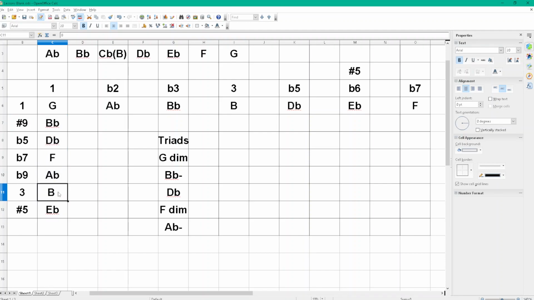If I keep going, now we have B, and from B to E flat is a major third, and from B to G is a sharp 5. So you have a B augmented. Last but not least, E flat, G, B flat. From E flat to G is a major third. From E flat to B flat is a fifth. So that's E flat major.